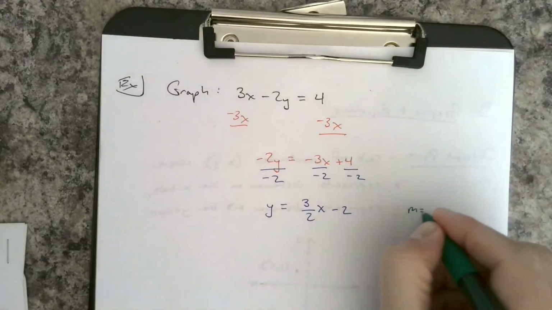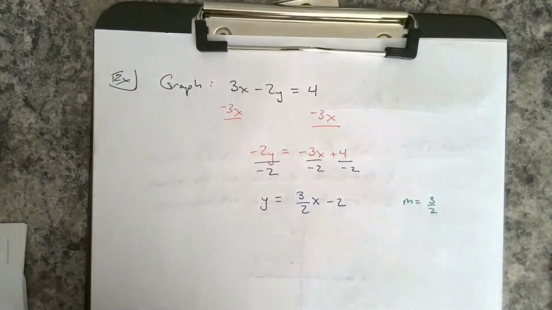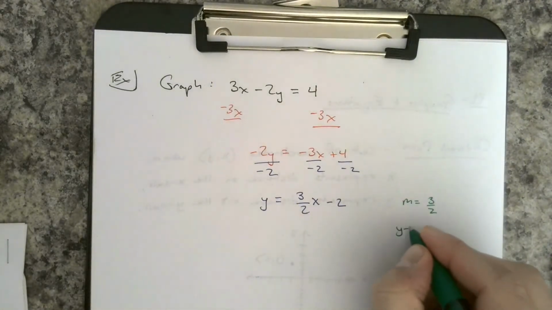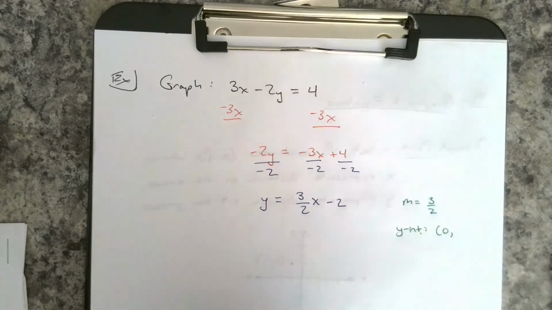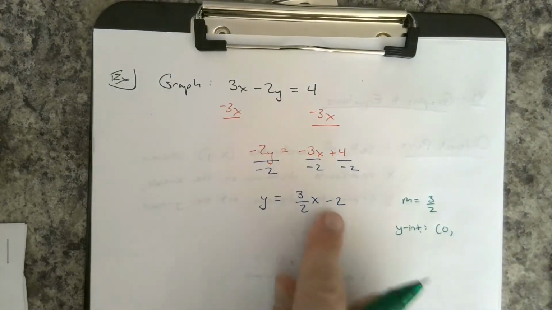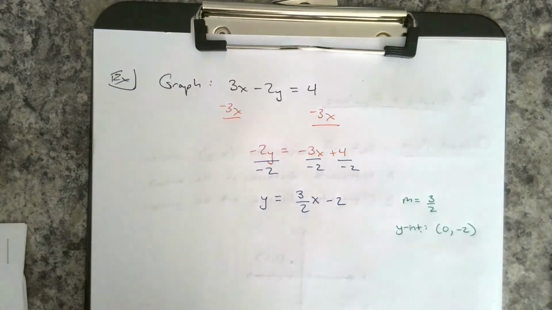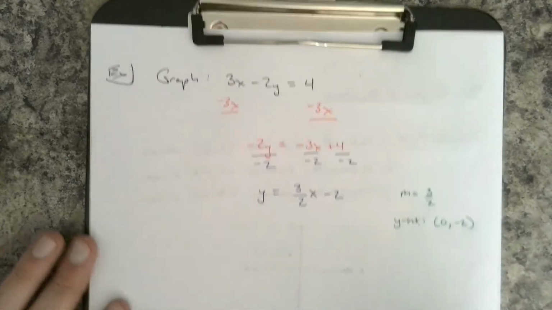My slope is whatever's in front of x, so it's the 3 halves. Don't put the x with it, it's just whatever number's in front of x. The y-intercept, remember, is an ordered pair. The x value is always 0 because it's on the y-axis, comma b. B in this case is negative 2. Make sure you take the sign with it. And then once you have that, you're ready to graph similar to how we did earlier.